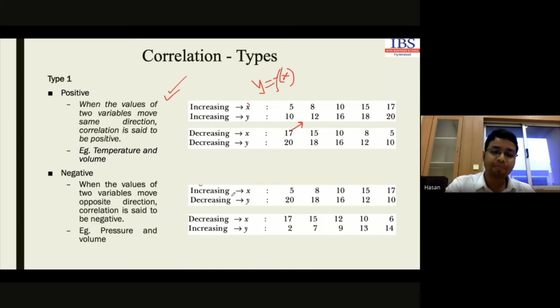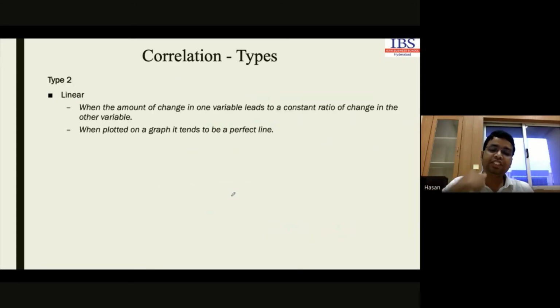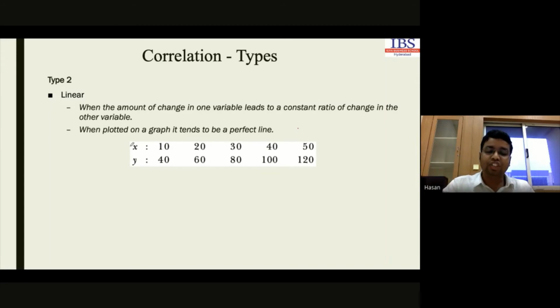Clear? In the type 2 category, we have another one. The very first one is linear relation. In this particular case, we have two variables only. Linear means we have the x value. Look at this example. Proportionate increase or proportionate decrease will be there.